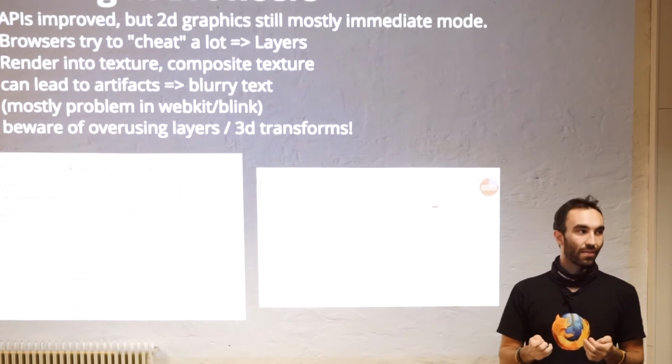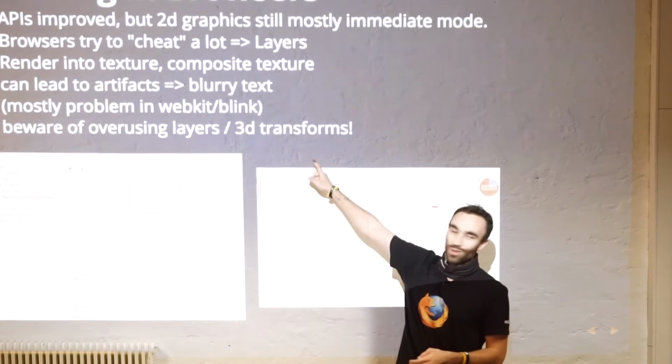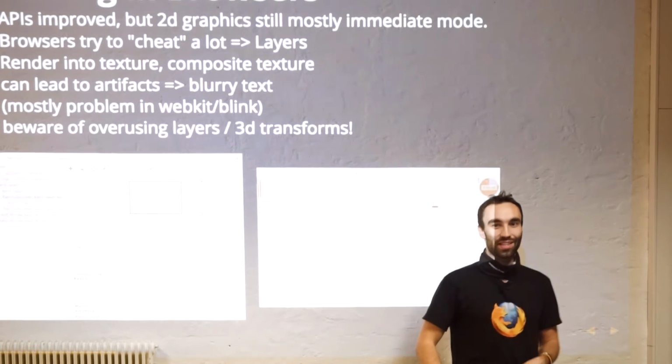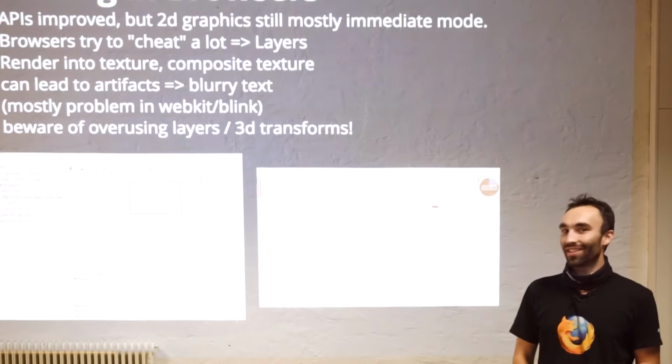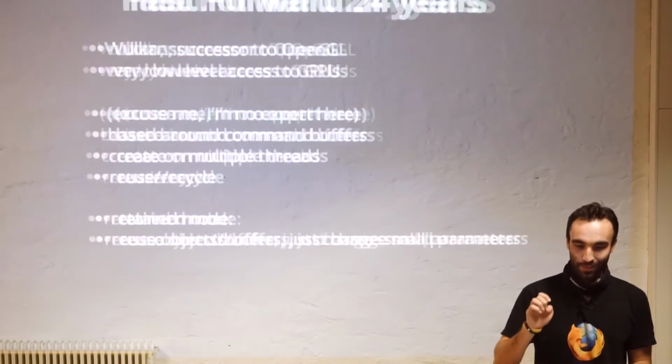Chrome does it all the time. So be aware and don't overuse layers in 3D transforms, because if you're doing it wrong, you get blurry text, which is not really that nice.